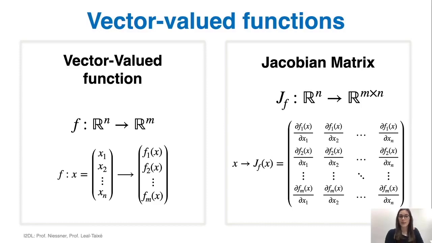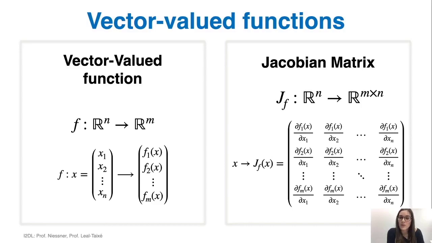When we now look at the derivative of our vector valued function, the derivative is called the Jacobian matrix. And it's denoted by J with the index f, and it's going from the space Rn to the space R to the power of m times n. You can see here in the definition in the second line that it takes as an input a vector x, which is an element of Rn, so it again consists of n elements x1 up to xn, like on the left side, and the output is now a matrix. And this matrix is just a generalization of the gradient that we have been looking at before.